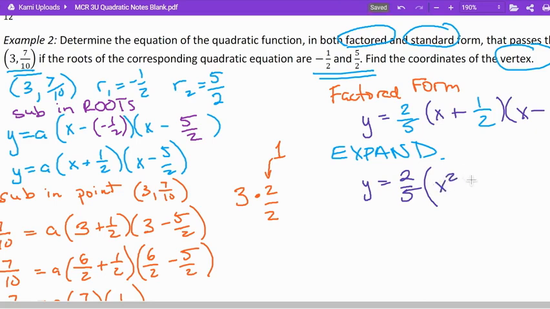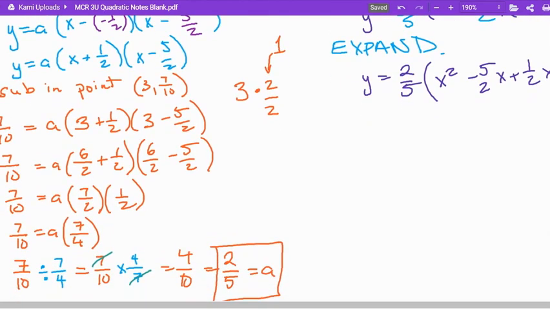We get x squared minus 5 over 2x plus 1/2 x minus, we're multiplying, 5 over 4. Minus 4 over 2x, thank goodness, because we can simplify it. So 4 over 2 simplifies to just 2.